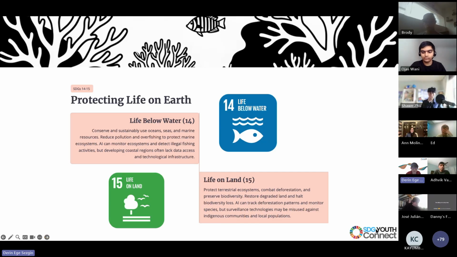Life on land, SDG 15. This includes protecting terrestrial ecosystems, combating deforestation, and preserving biodiversity. Restoring degraded land and halting biodiversity loss is a very important part of this SDG. AI can track deforestation patterns and monitor species, but surveillance technologies may be misused against indigenous communities and local populations. The same AI that tracks deforestation patterns through cameras, sensors, etc., may also be used to increase surveillance on local populations and communities, which is something that can breach their data.